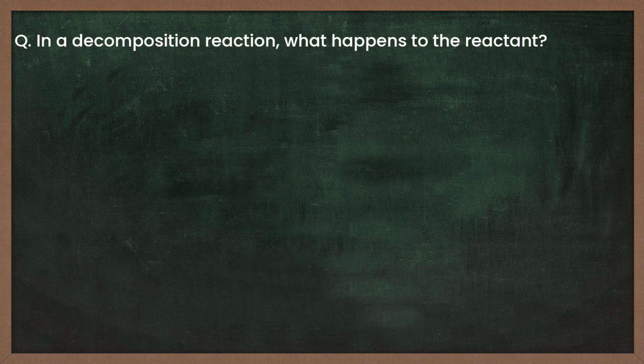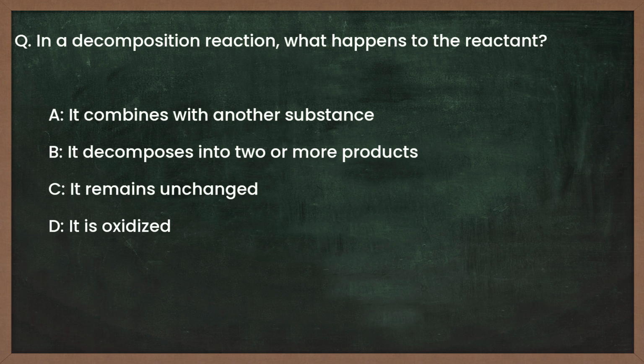Question: in a decomposition reaction, what happens to the reactant? Option A: it combines with another substance. Option B: it decomposes into two or more products. Option C: it remains unchanged. Option D: it is oxidized. You have 5 seconds to answer the question.